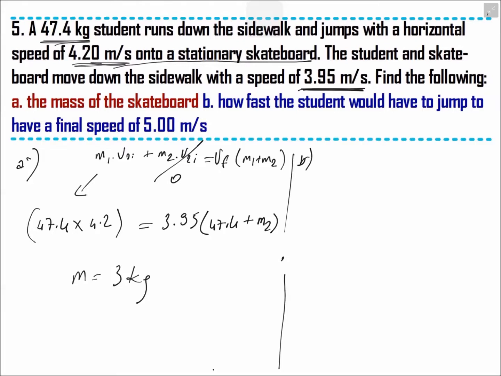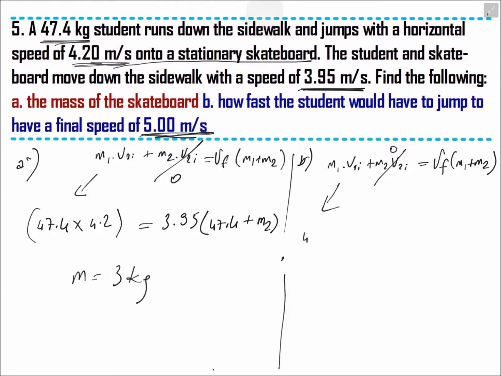And at part B it says, how fast would the student have to jump to have a final speed of 5 meters per second? So now, how can we make the final speed 5? The initial speed must be different than 4.2. So again, m1 times v1 initial plus m2 times v2 initial, that's equal to v final times m1 plus m2. And again, the skateboard is initially at rest, so this will be 0.